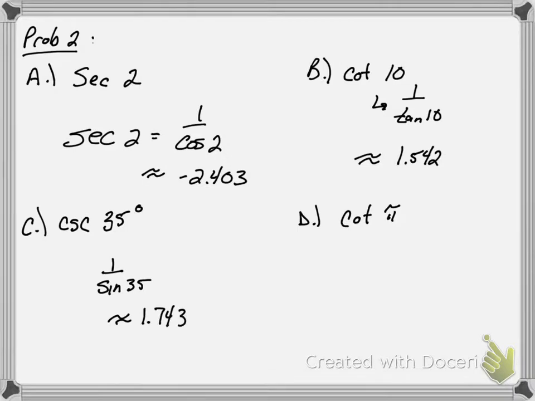And then cotangent of pi, that's going to be the same thing as 1 over the tangent of pi. You end up with an error because of dividing by 0, because tangent of pi is 0. So that's why that gives you an error.